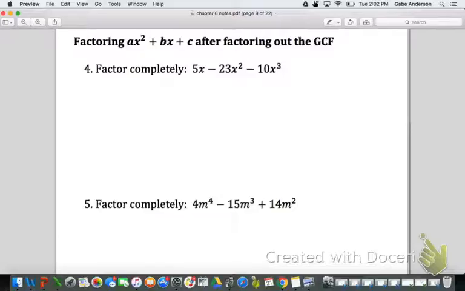Okay, so tell me what you see. You guys are starting to get pretty experienced with these. What do you see going on with number 4? What do your instincts tell you? Run, for sure. You have an x in all of them. There's an x in all of them. What else do you see?